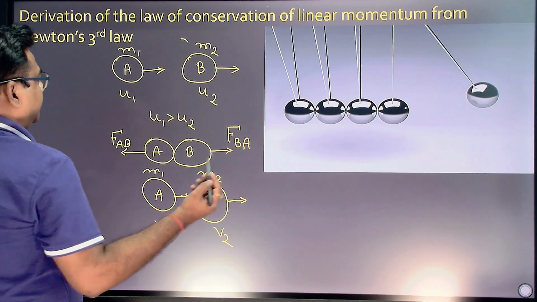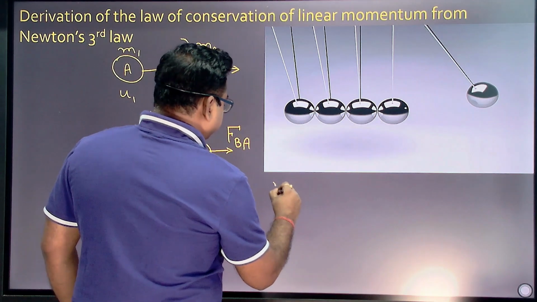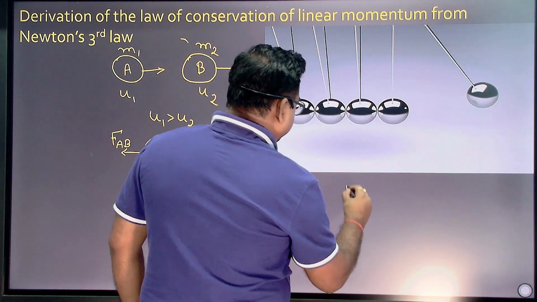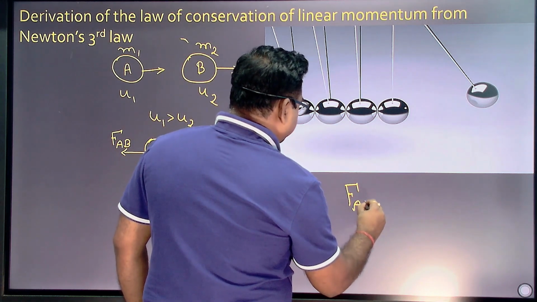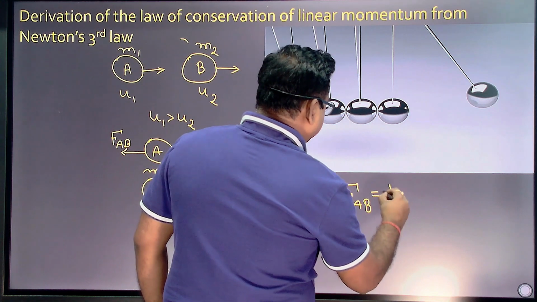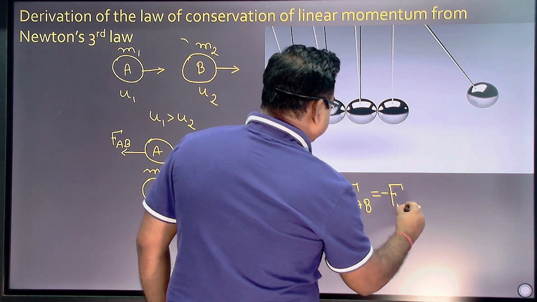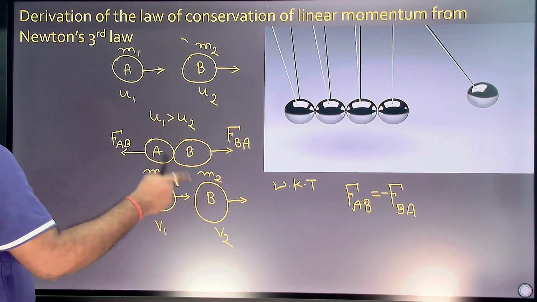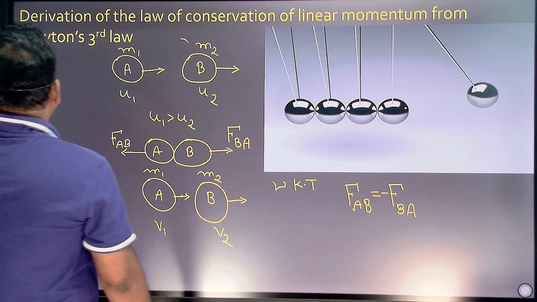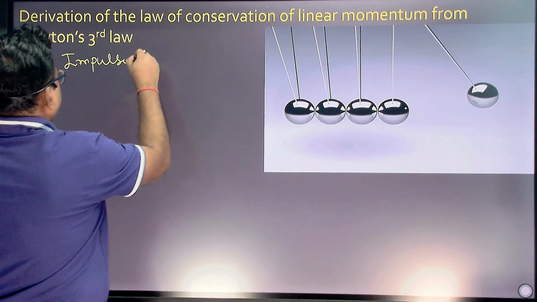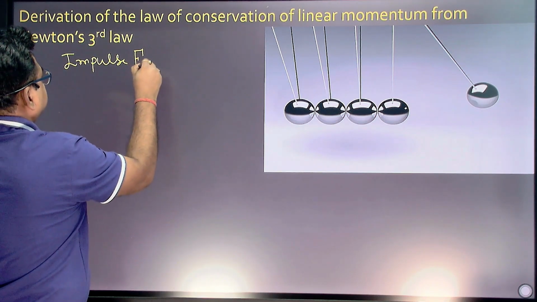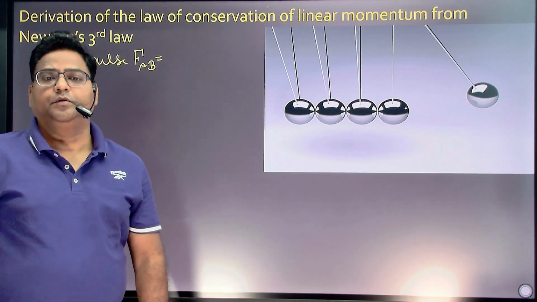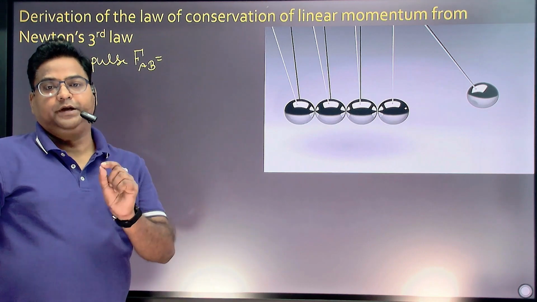So what do we know about Newton's third law? We know that force AB is equal to minus force BA. Every action has an equal and opposite reaction. Now, what is the formula of impulse? Impulse is equal to force into delta t.